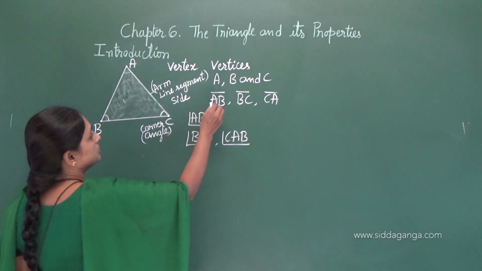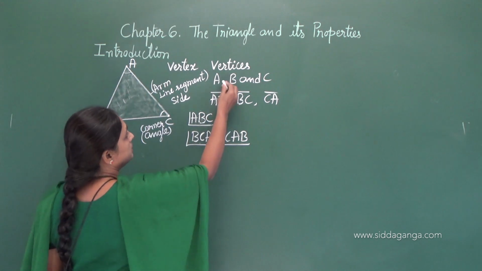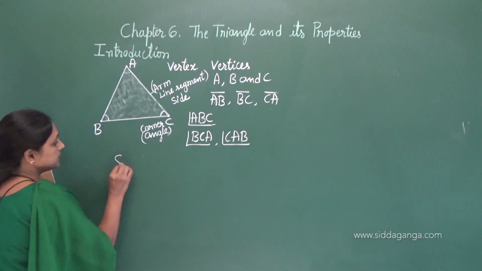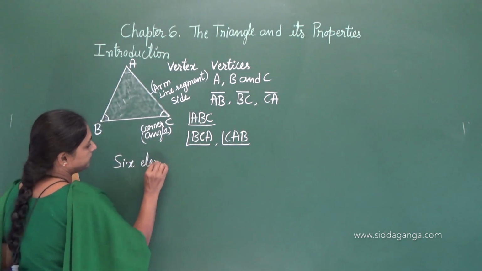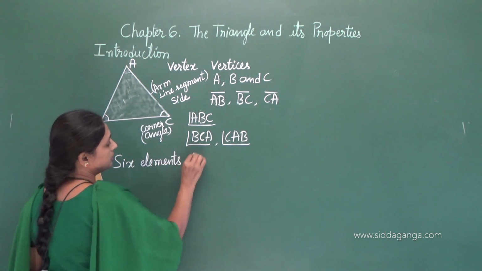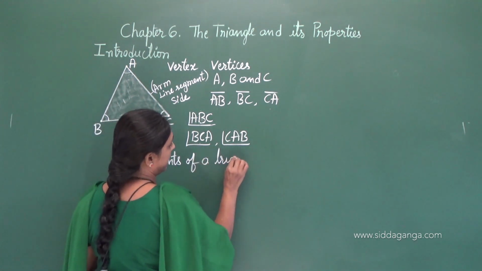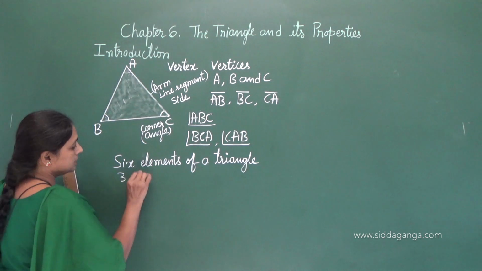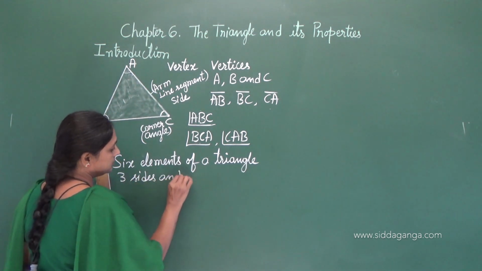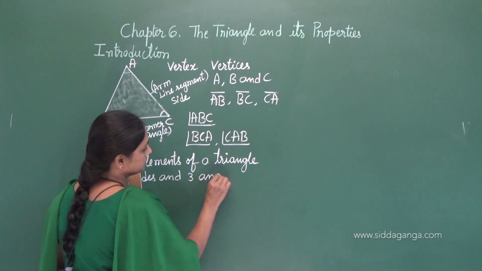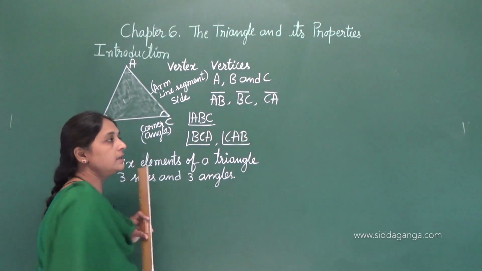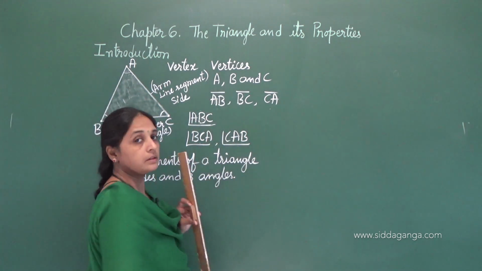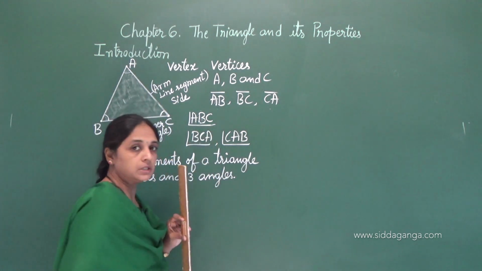Okay, then here we can say that these 3 sides and these 3 angles are the 6 elements of a triangle. So they are 3 sides and 3 angles. Sides are denoted by marking a line segment on that side, and an angle can be represented like this.